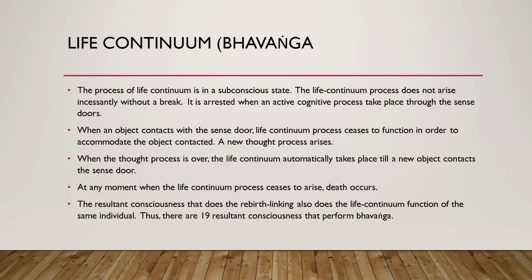At any moment when the life continuum process ceases to arise, death occurs. The resultant consciousness that does the rebirth linking also does the life continuum function of the same individual. Thus, there are 19 resultant consciousness that perform bhavanga.